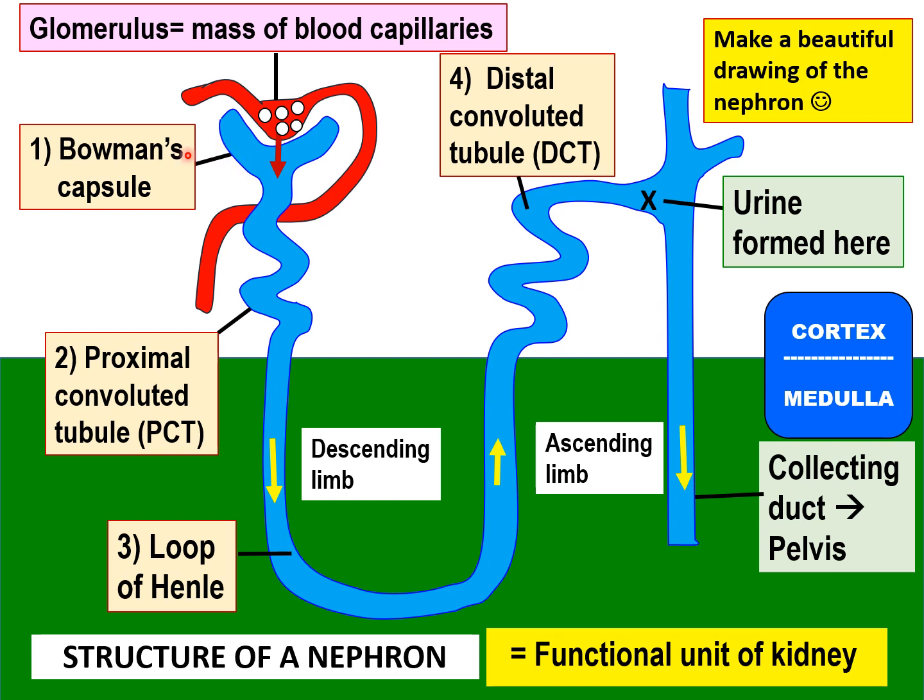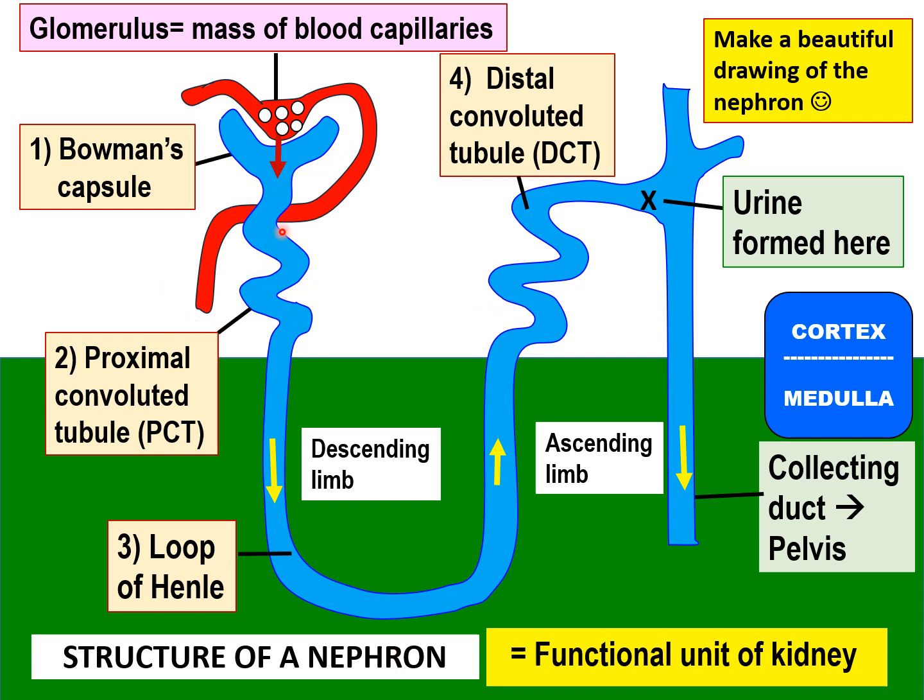Okay, let's begin by discussing Bowman's capsule. Bowman's capsule is shaped like a cup. If I put my pointer here, you can see it's like the open mouth of a snake here, with the eyes here. Now, when you're drawing the structure of this nephron, try to make a beautiful drawing of the nephron. You begin by drawing the outer line here first, to make it easy for you. And after that, you draw the inner line here, to draw your nephron.